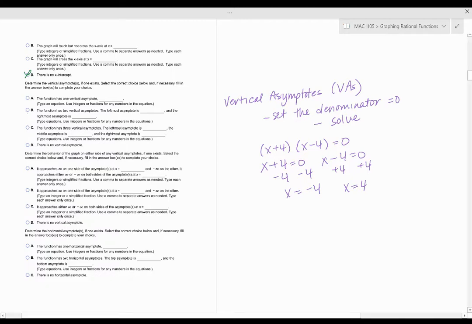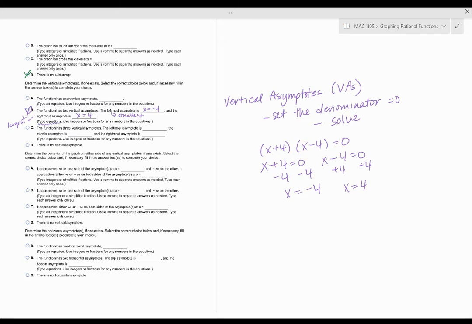All right, so we know we're at B because we have 2, and it says the leftmost. When they say leftmost, you can think about the smallest one, and the rightmost would be the largest one. So make sure you're putting them in the right spot. Our smallest, or leftmost, would be at x equals negative 4, and x equals 4 would be the other one. I put x equals, and x equals, not just the number, because the directions say to type equations. So be careful. All right, let's move to the next part.